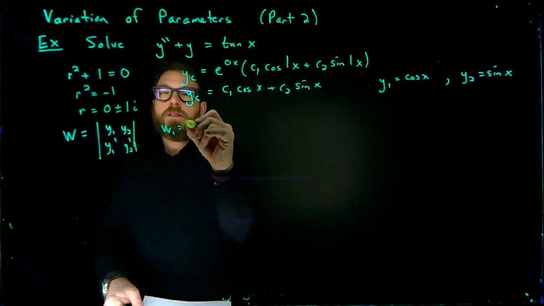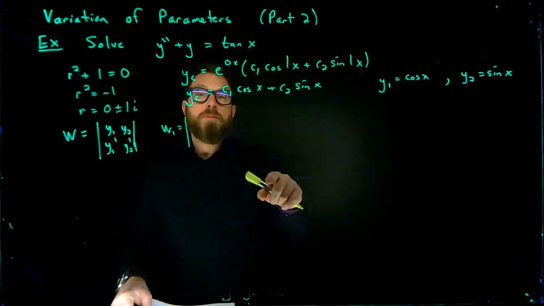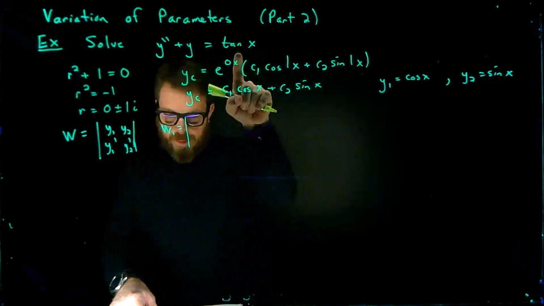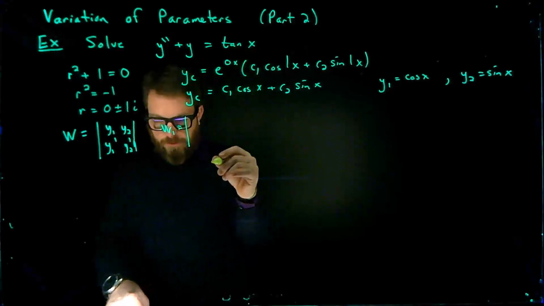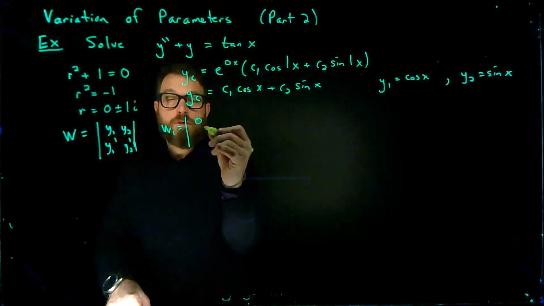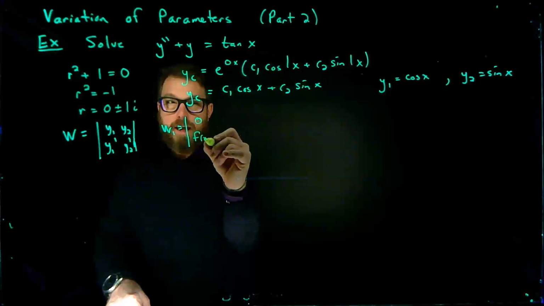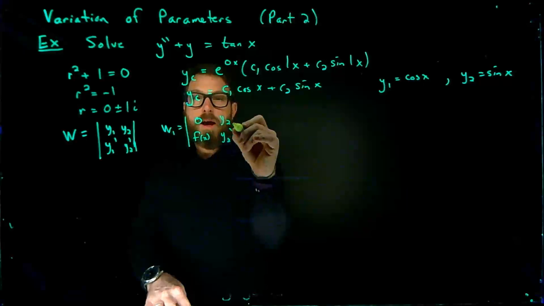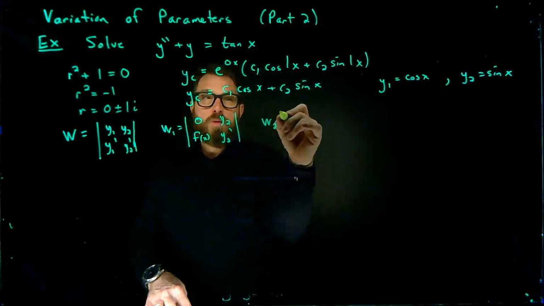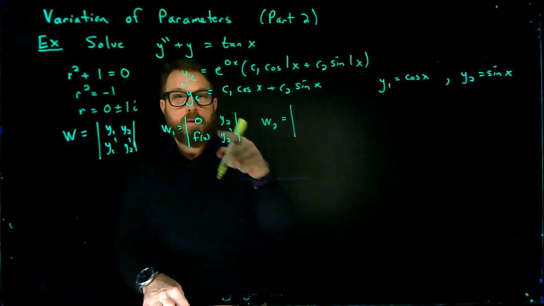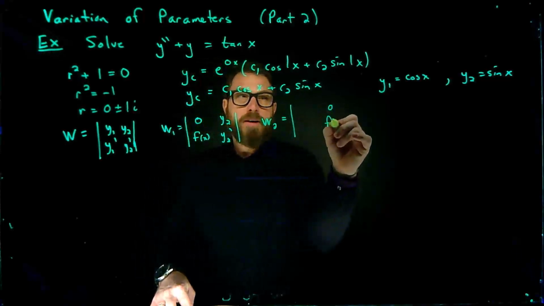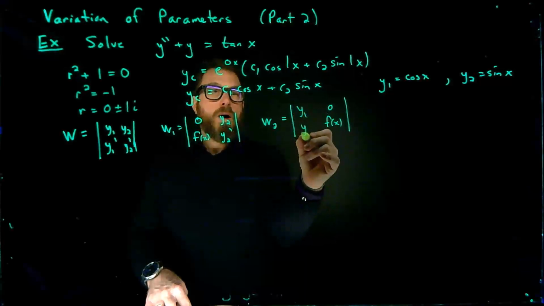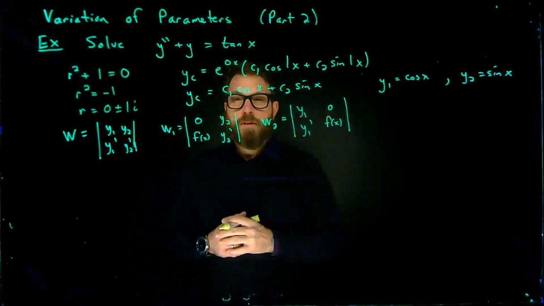W1 is going to be the determinant of, remember that we're going to replace it with 0 and then the tangent, or f of x. So this is going to be in the first column. So this is going to be 0. This is going to be f of x. And over here we're going to have y2 and then y2 prime. And then finally w2, we replace the right column with your 0 and the f of x. And then your left column is going to be y1, y1 prime. So very similar to Cramer's rule.